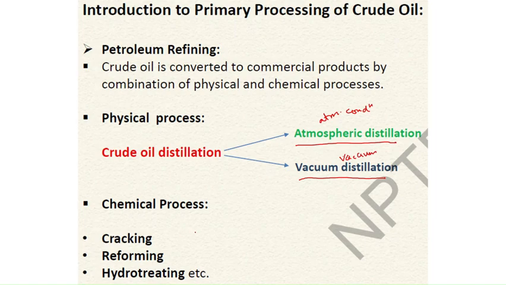And there are various other processes which involve chemical processes for the processing of crude oil, for example cracking, reforming, and hydrotreating. There are many more, such as visbreaking, fluidized catalytic cracking, etc. There are many other processes which we will be studying further in our coming weeks.